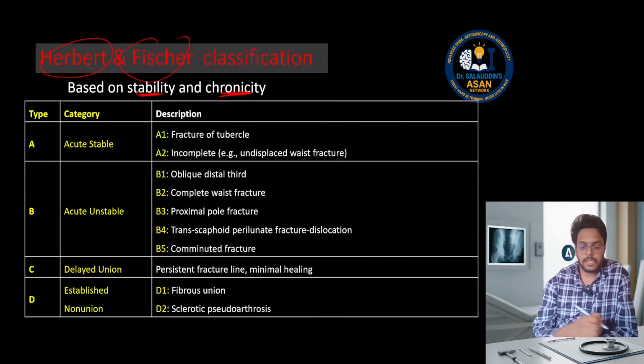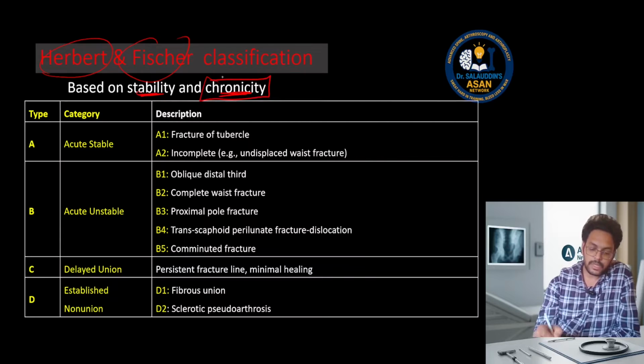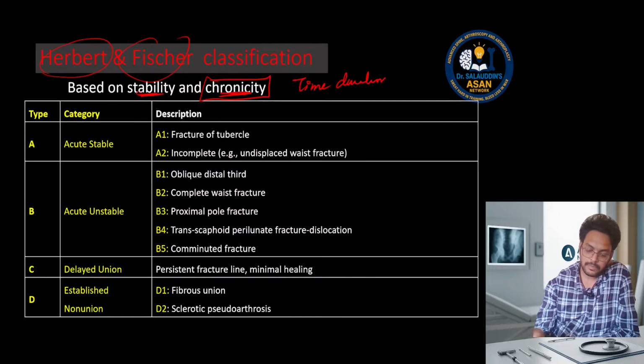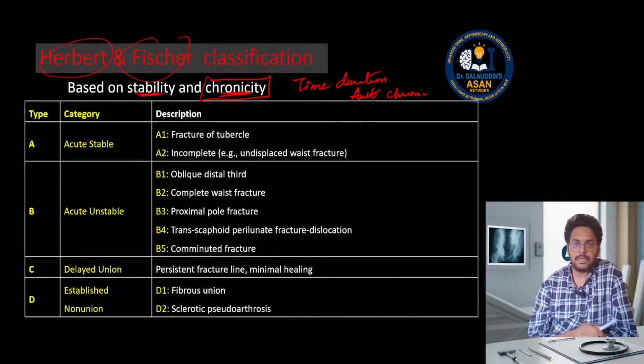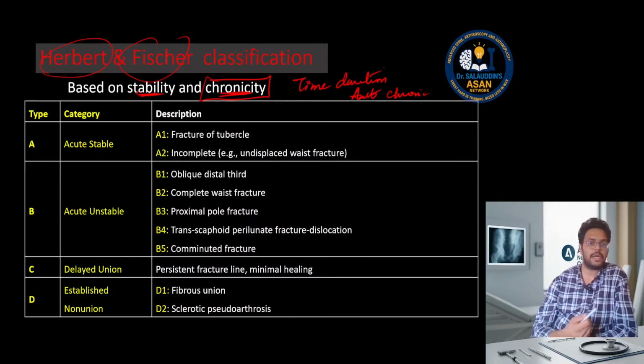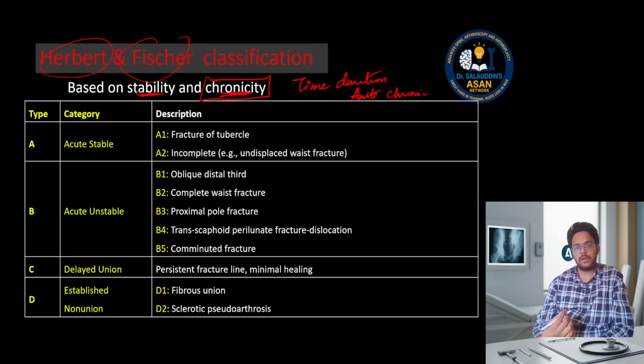In this classification they have included the chronicity, that is the time duration of the scaphoid fracture, whether it's an acute or chronic fracture. Why it's important is, if it is an acute fracture, there will be more chances of blood supply to be intact and more early intervention can heal the scaphoid bone. And in a chronic fracture, that is the duration has been delayed, there is more chances of losing the blood supply and more chances of getting a non-union.